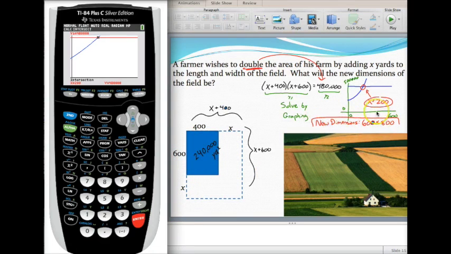So my new dimension should be 600 times 800, and if you just want to double check that that is the area you want, multiply it. 600 yards times 800 yards, we were looking for an area of 480,000, and ta-da, we got it. So I want to add on 200 yards, and 600 by 800 yards would be my new dimension. And that's how I can use my graphing calculator to solve this, rather than solve by factoring.